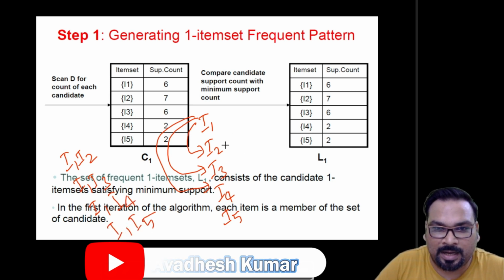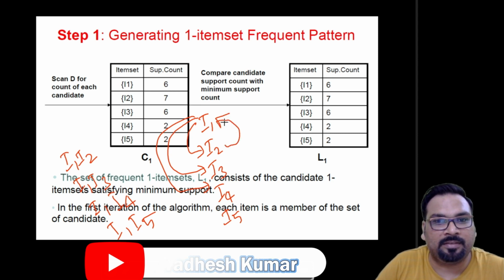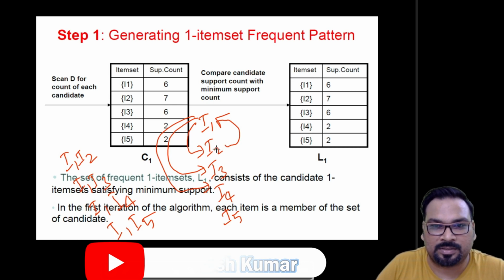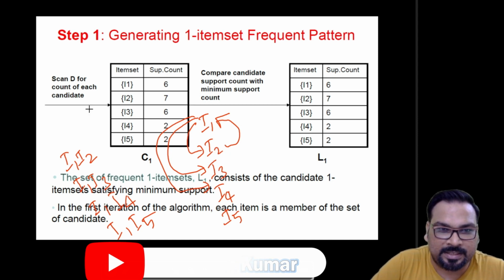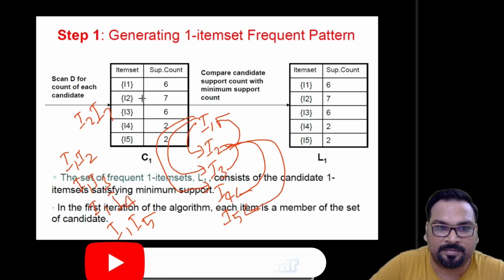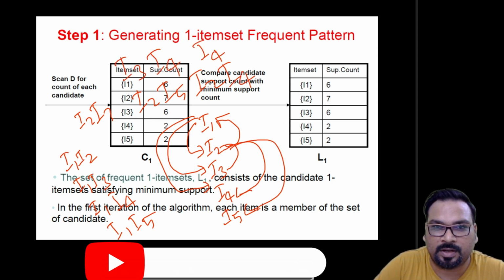Now if I club I2 with I1, it doesn't give any meaning, because whether you take I1, I2 or I2, I1, we are just trying to find association. Here combination matters, we are not targeting permutation. So I will take item 2, item 3, then item 2, item 4 and item 2, item 5, and item 3, item 4, item 3, item 5, item 4, item 5. So these are the possible 2-item sets.